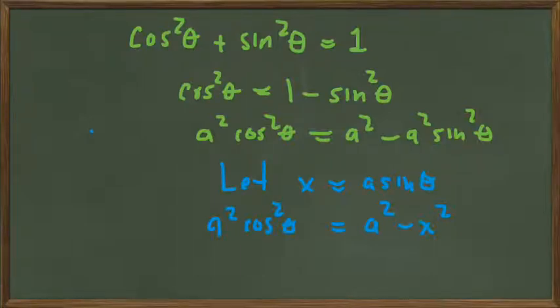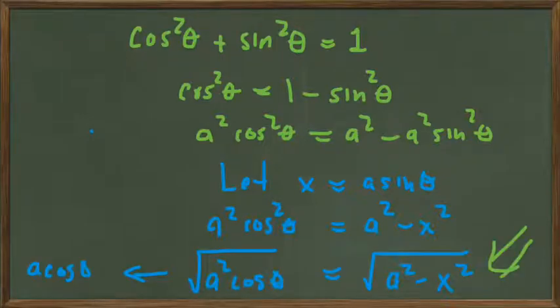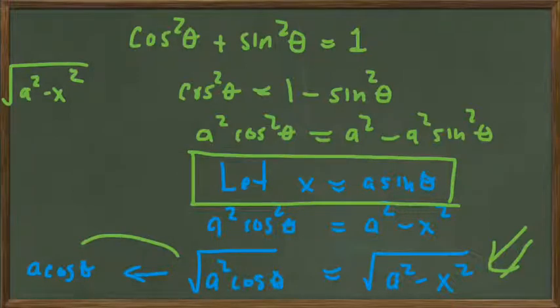And now let's take the square root of both sides of this equation, where we see that what was in the radical comes out with the substitution as a cosine theta. So this is the substitution that we use when we have a radical of the type a squared minus x squared. And then the radical comes out as a cosine theta.